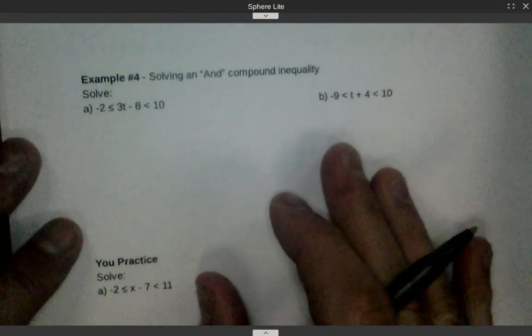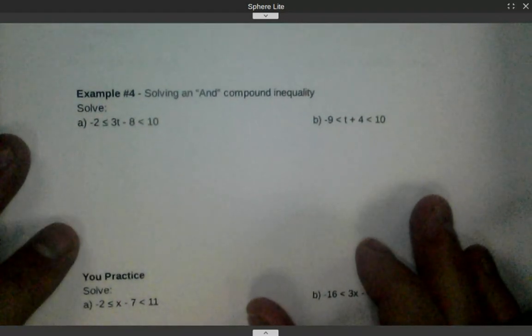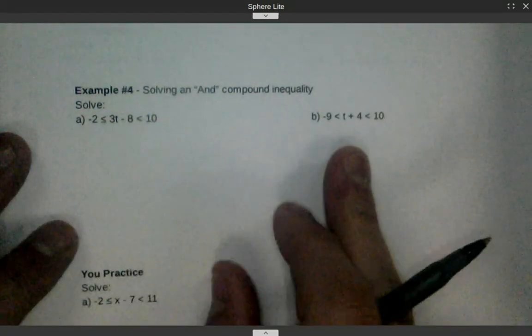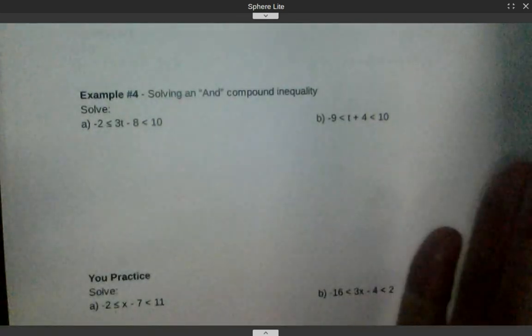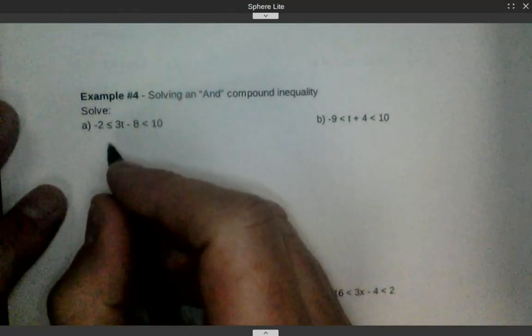This is solving an AND compound inequality. Anytime you have an AND compound inequality, you'll notice how they look when we graph it. They're a lot more unique, and well, they're unique because we'll see AND in an OR statement. So let's take a look.